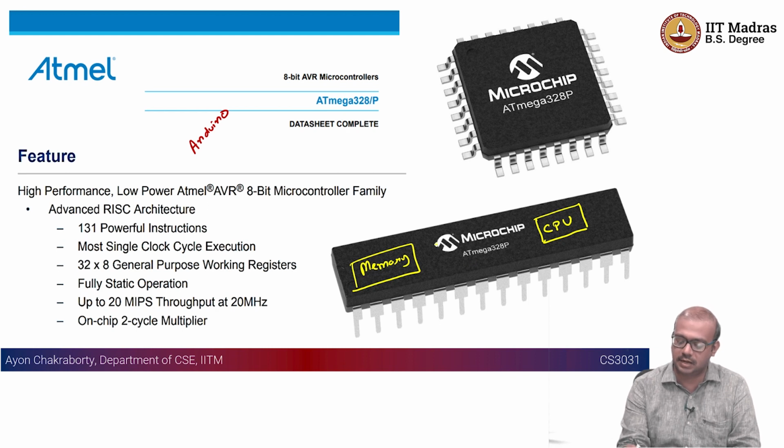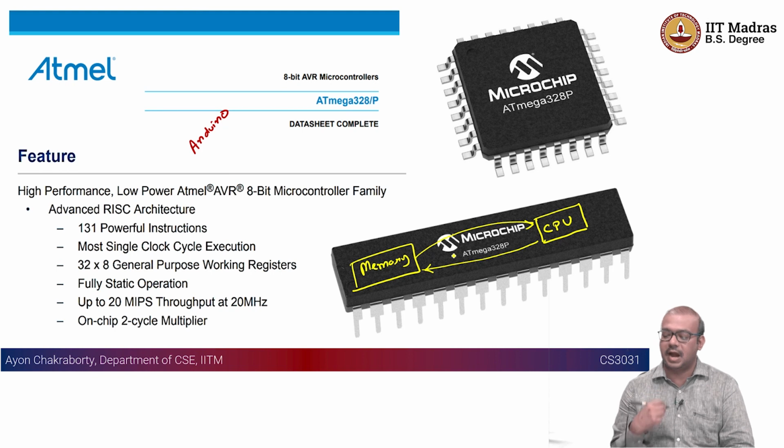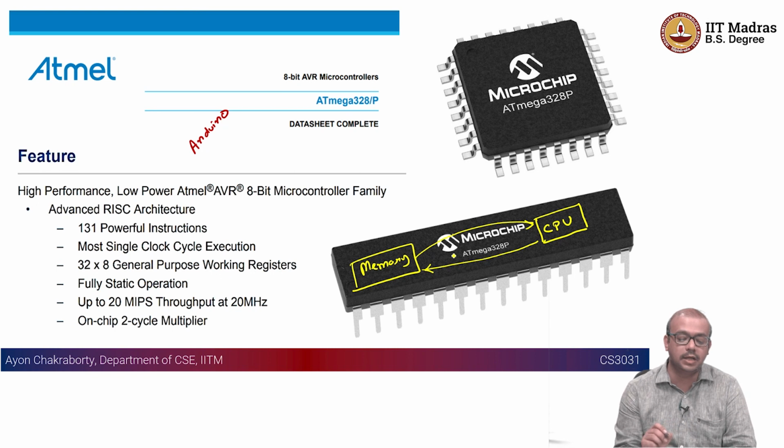And then there are other components that I am not going to talk about. There are peripherals and so on for analog to digital conversion. You can attach sensors and all. So that is not a part of our discussion in this particular class. We are going to concentrate on the CPU, and as you can see there are 131 powerful instructions. And this chip might cost you only 100 or 200 rupees maximum in the market. I'm not talking about the Arduino board.